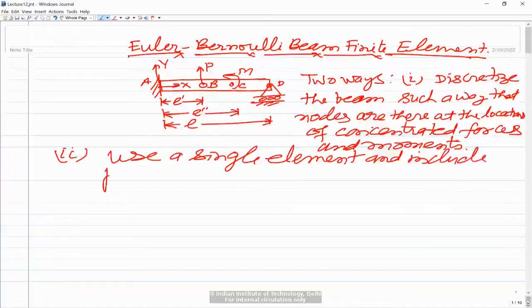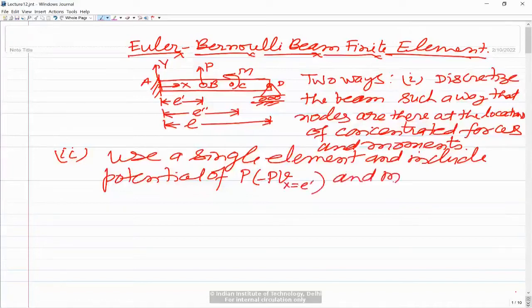the potential of, in this case, P. The potential of P will be basically minus P into v at x equal to L dash. And the potential of M will be basically minus M into theta at x equal to L double dash. So that's the second thing.